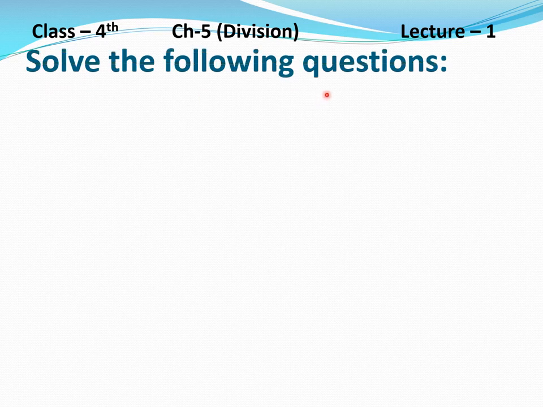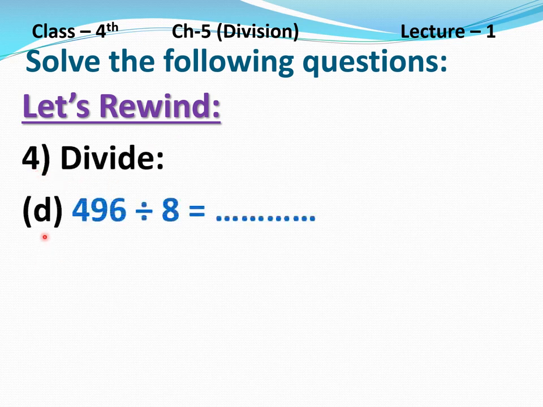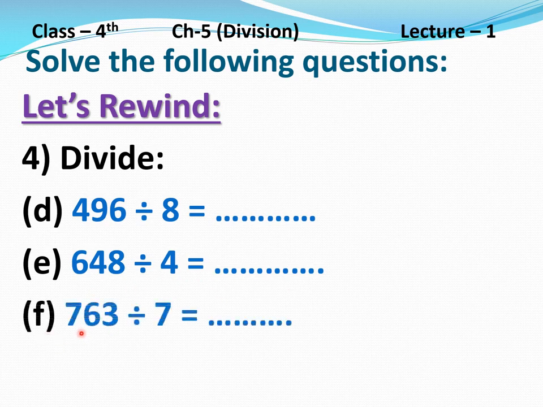Now solve the following questions assigned as homework. Let's rewind exercise. Question number 4. Divide. D part 496 divided by 8 equals dash. E part 648 divided by 4 equals dash. F part 763 divided by 7 equals dash.